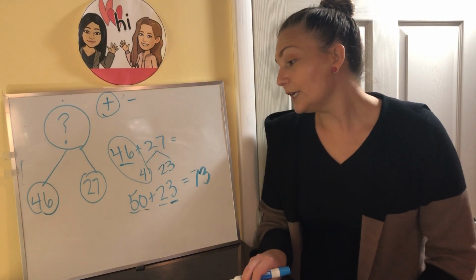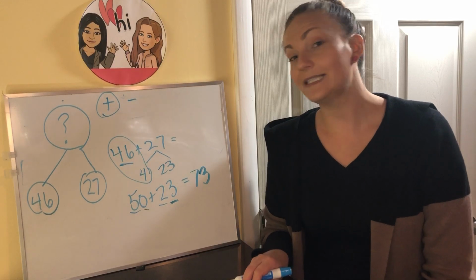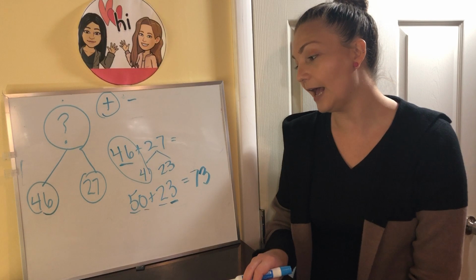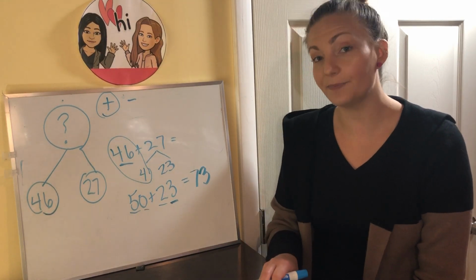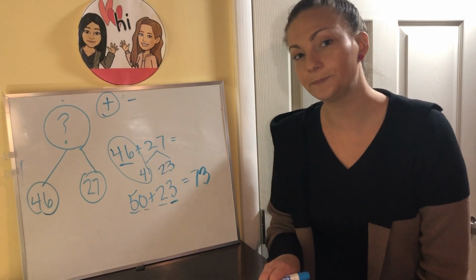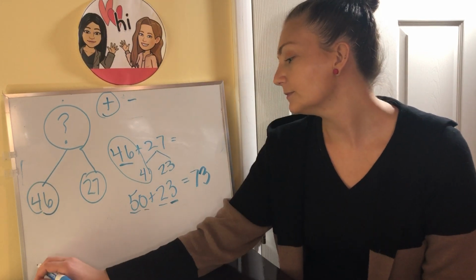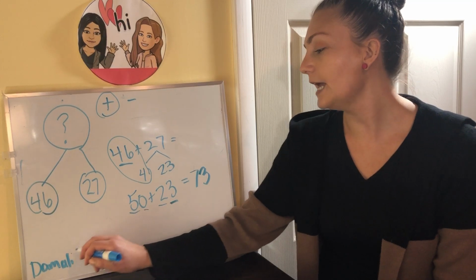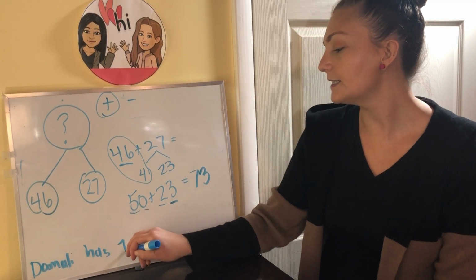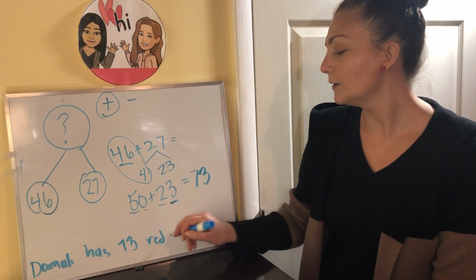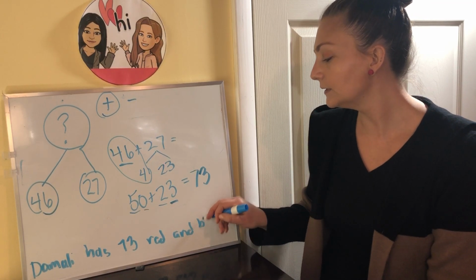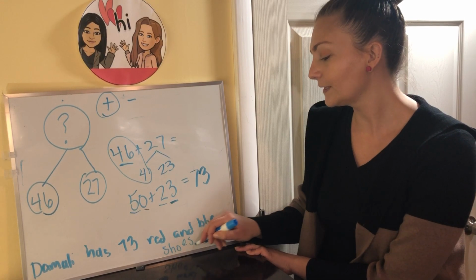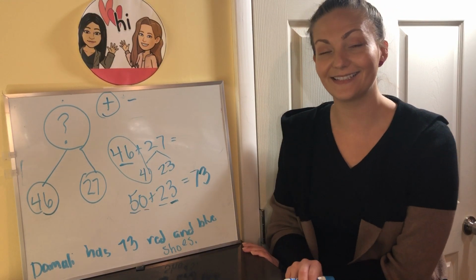Now, I want you to write your answer for me in a complete sentence. So if the question said how many red and blue shoes did Damali have, then your answer should say something about Damali. What could it say? Damali has 73 red and blue shoes. Don't forget the period at the end of your sentence.